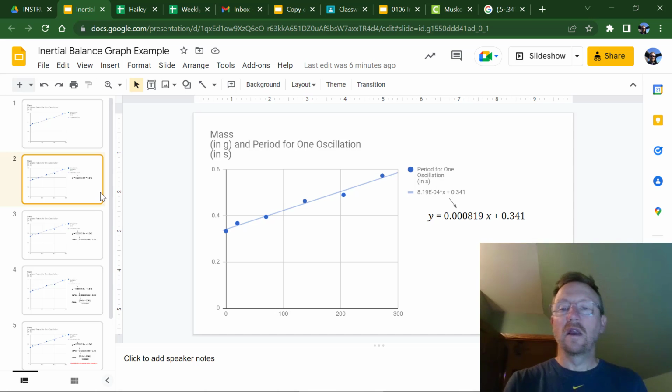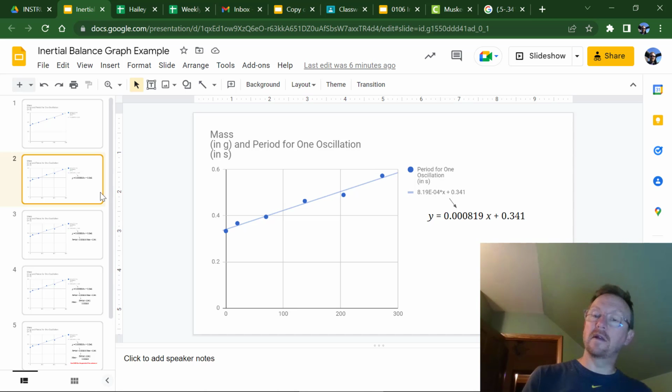What that would mean is that if there was no mass added to your balance, you should find that the period of oscillation, or I should find for mine, is 0.314 seconds per oscillation. So that's really what that means. The 0.000819 talks about how much the period of oscillation changes with mass. So that's again the slope.